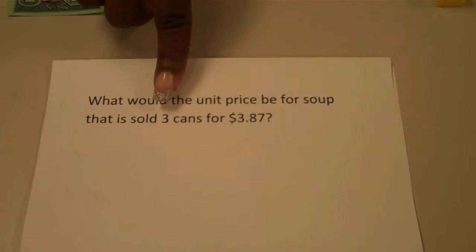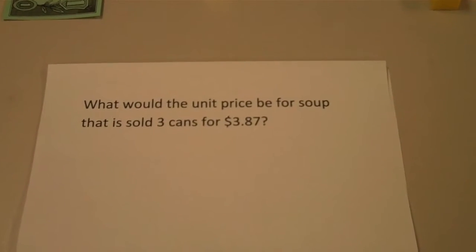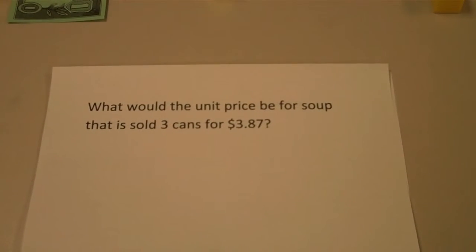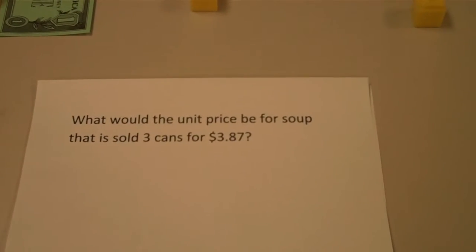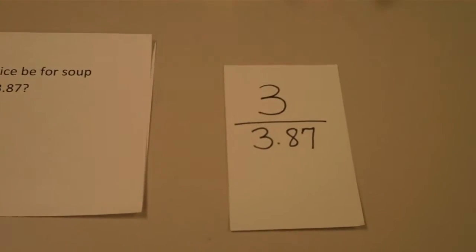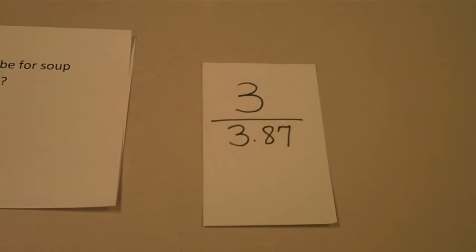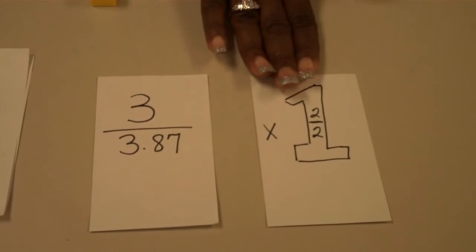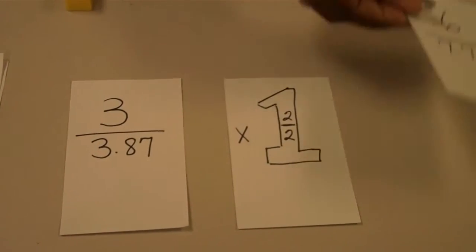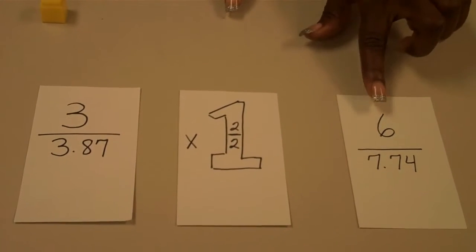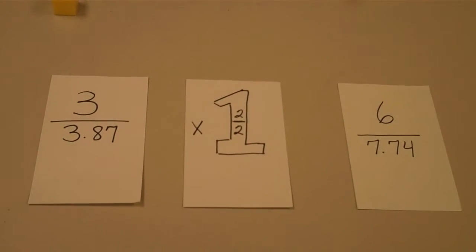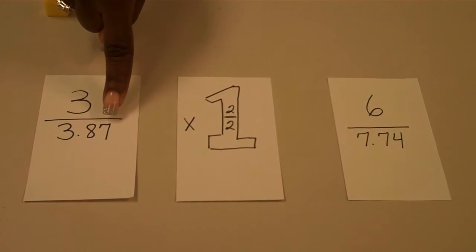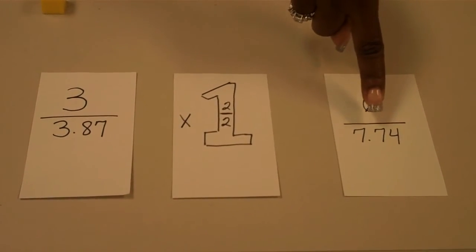Well, you notice here if we have 3 cans of soup for $3.87 and I want 6 cans of soup, that is simply multiplying our cost by 2. Here is one way that we can write that ratio, 3 cans of soup for $3.87. And if we multiply both the top value and the bottom value by 2, we notice that we will get 6 cans of soup for $7.74. 3 times 2 is 6. $3.87 times 2 is $7.74.